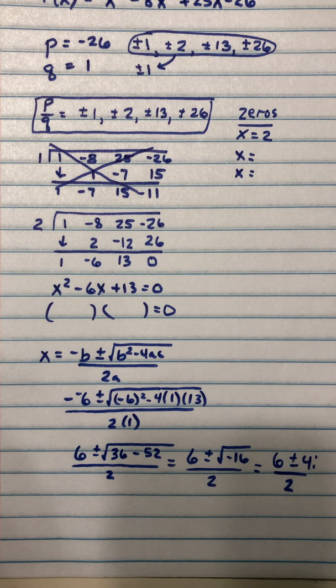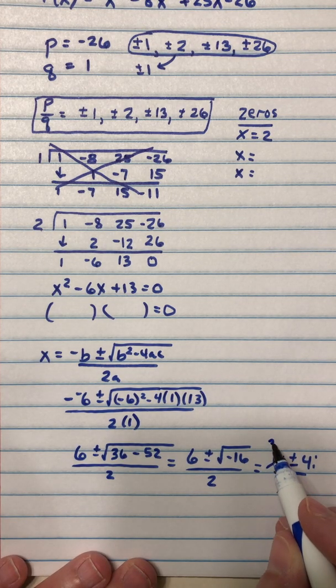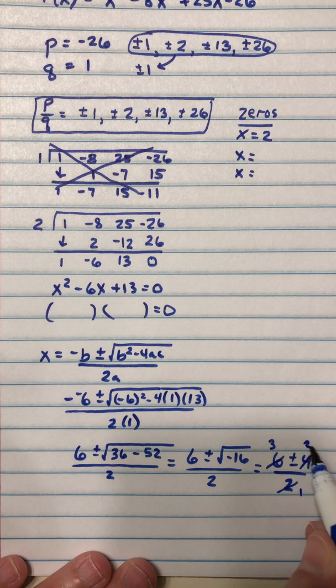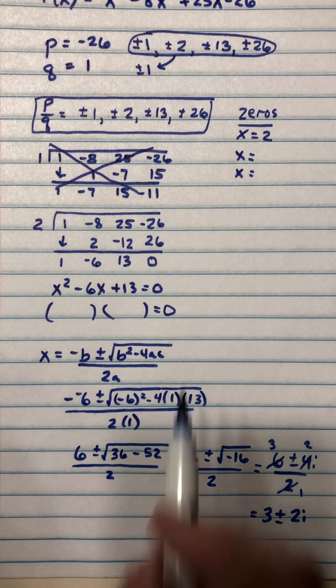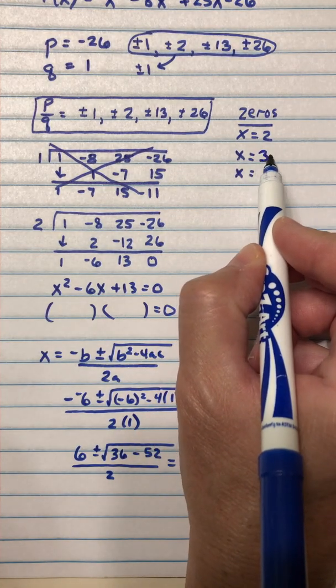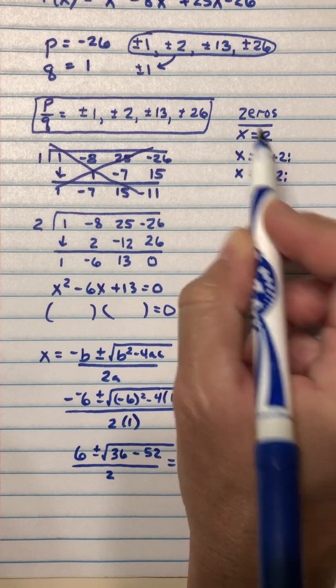And we can reduce this because all three parts are divisible by 2. So 2 goes into 2 once, 2 goes into 6 3 times, 2 goes into 4 twice. And so we end up with 3 plus or minus 2i. So those are my other two zeros for my function. So 3 plus 2i, 3 minus 2i.